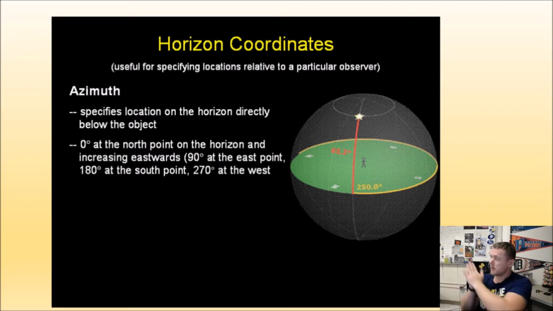Let's say if that's north, halfway between north and east, 0 to 90, that's going to be 45 degrees. And so it works just like a compass would. North, and then we have a 360-degree circle until you get back around to north.